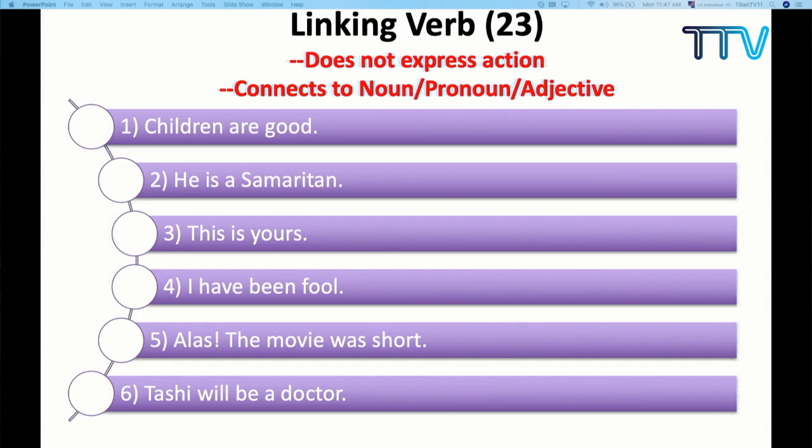Now let us look at the linking verbs. Remember linking verb? What does this linking verb do? Linking verb, it links. So a linking verb does not express any action. But it comes under the noun category. It connects a noun, pronoun, or adjective.